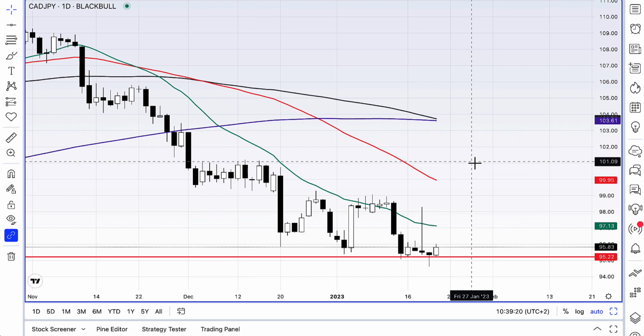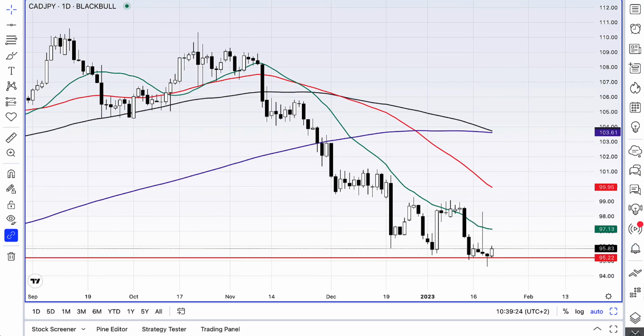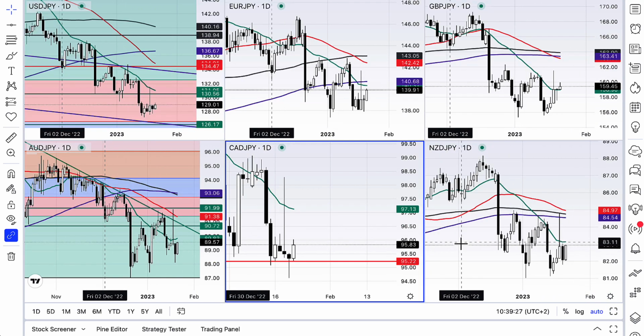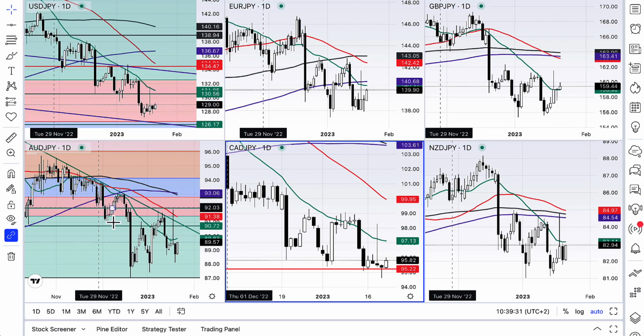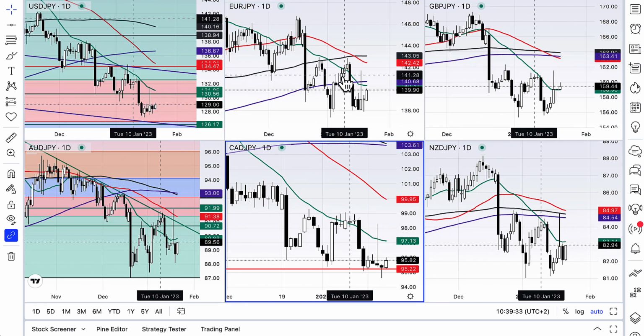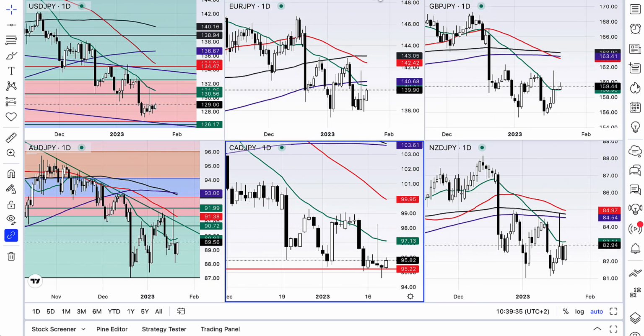And maybe we even get up as high as 100 to 101. We'll have to see how that plays out. But all a little bit iffy, the yen pairs, but there are good opportunities in both directions on these three in particular. Euro yen we're not going to look at. We're not going to look at any other yen pairs.